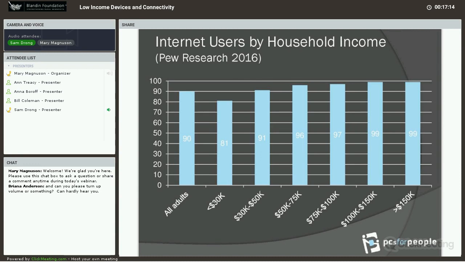Pew just recently divided out some of their statistics. What we can see here is internet users, so this is anybody that uses the internet, whether they use it at home, at school, or in the parking lot at McDonald's. It doesn't matter. Wherever they're using it, they're included in these statistics. What we see here is 81% of the people that we're trying to target use the internet.